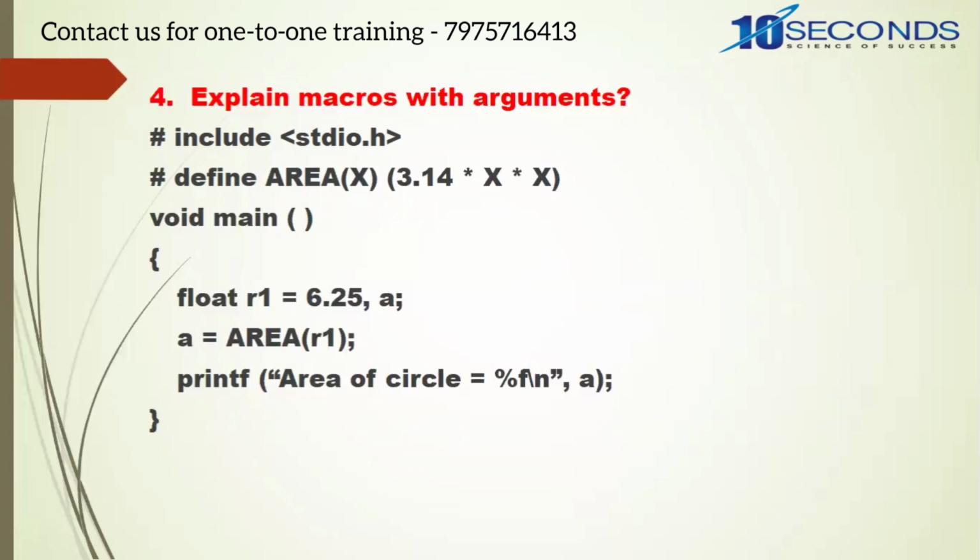So in the case of a function, there will be two things. One is the calling function, another one is the called function. The called function is actually the function definition. So control will go from the calling function to the called function, and once it completes the execution of the called function, again the control will come back to the calling function.